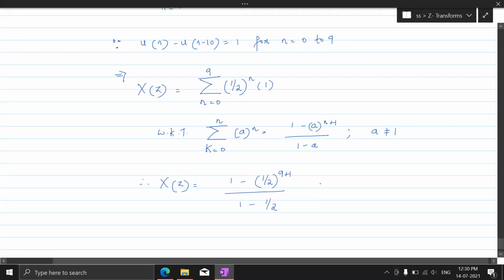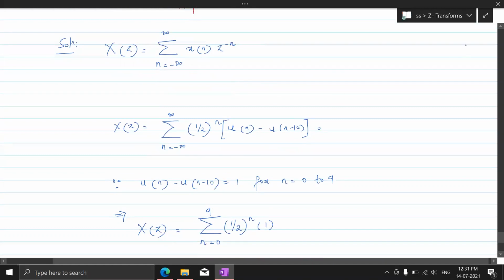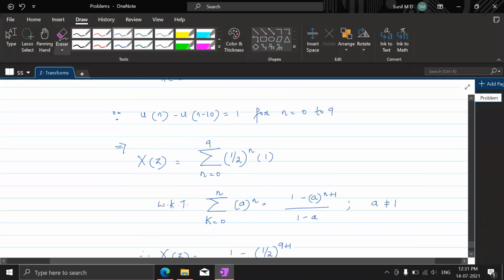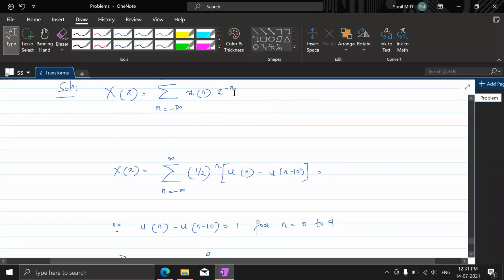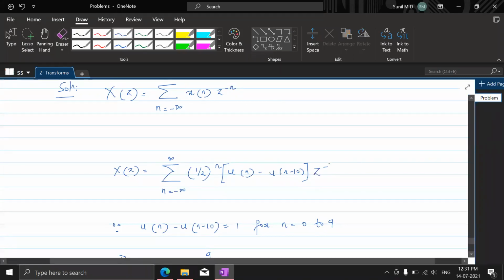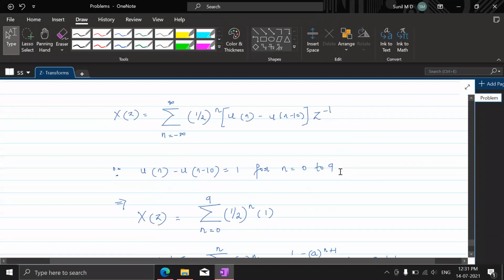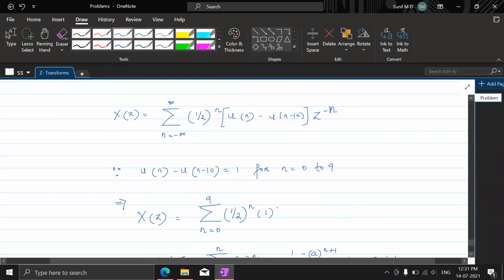Oh, where is that z inverse? I forgot that z inverse somewhere. See here? Nobody told me that. That z inverse has been forgotten. Here, that z inverse is not taken. Okay, so that z inverse should come here. It's not z inverse, that's z to the power minus n, sorry. z to the power minus n. Fine, so here you will have a z to the power minus n to deal with.